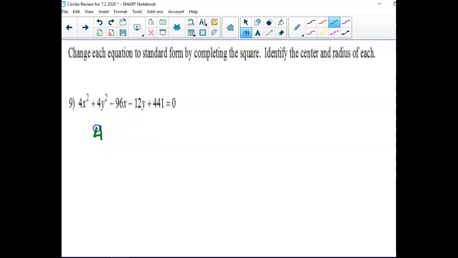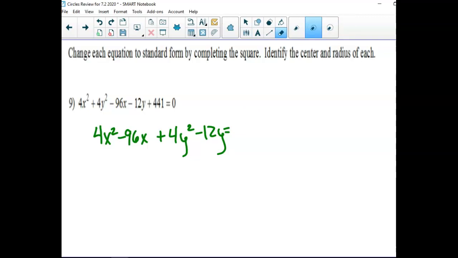If we have 4x squared minus 96x, I'm not even bothering with the blank, plus 4y squared minus 12y equals, I'm going to move that 441 over to the other side. Yeah, negative 441. Does this divide by 4, 441? Okay, well, we're still going to have to divide it. If we divide everything, it just so happens that 4 divides all of these.